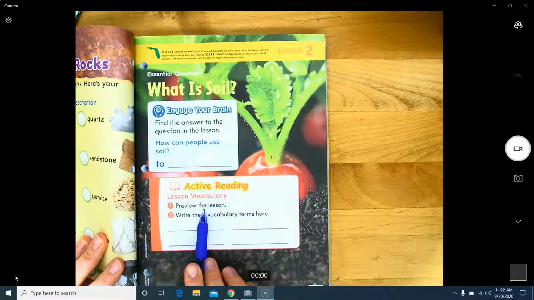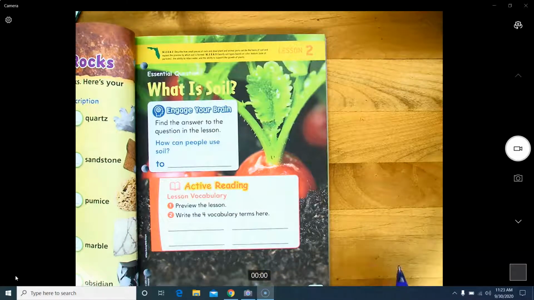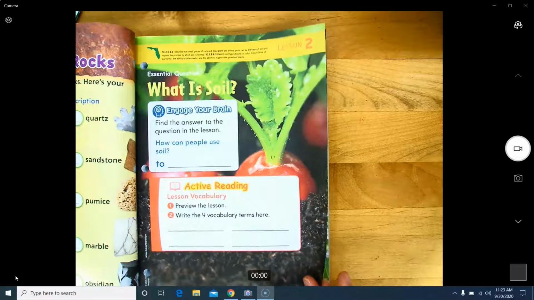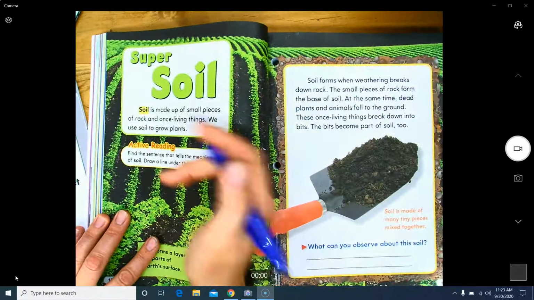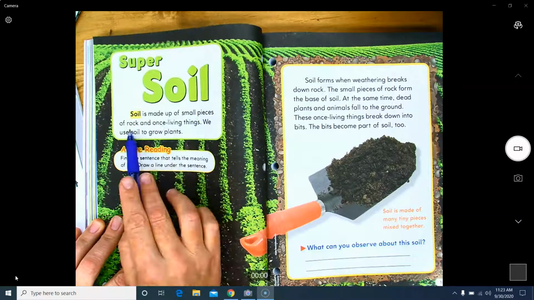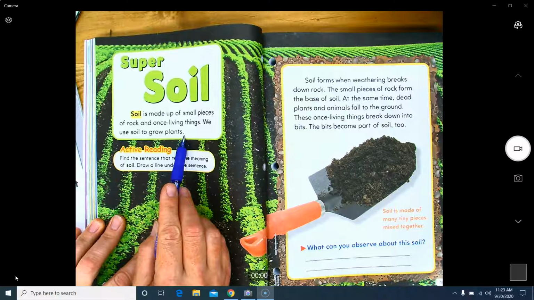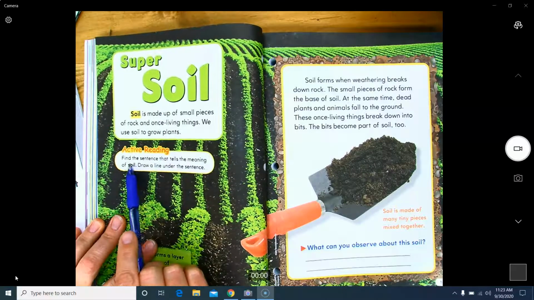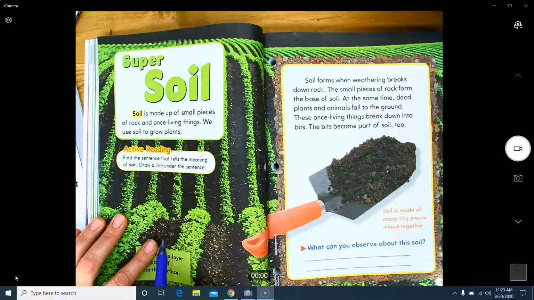Active reading. You're going to look at the lesson and find the 4 vocabulary terms and write them there. Super soil. Soil is made up of small pieces of rock and once living things. We use soil to grow plants. Active reading. Find the sentence that tells the meaning of soil. Draw a line under the sentence.